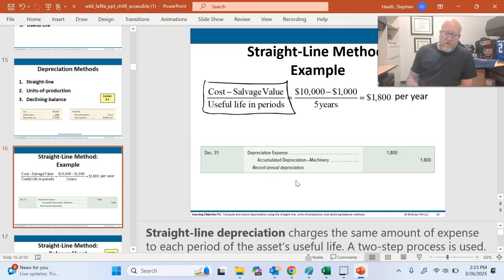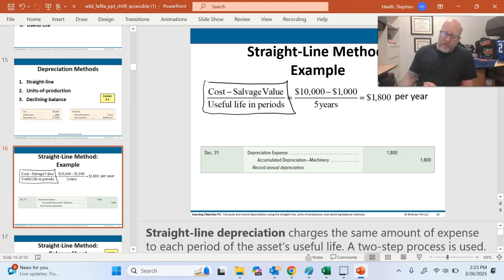It is the cost minus a particular estimated salvage value, right? What it's going to be worth at the end of its useful life. And then we're going to divide by the number of useful lives or the periods within the useful life.